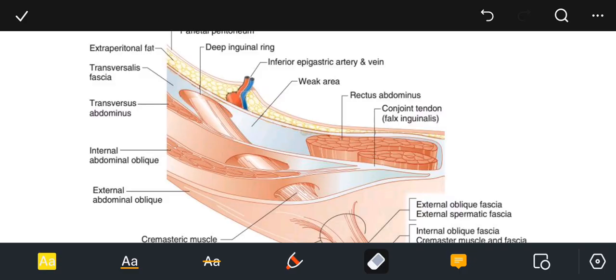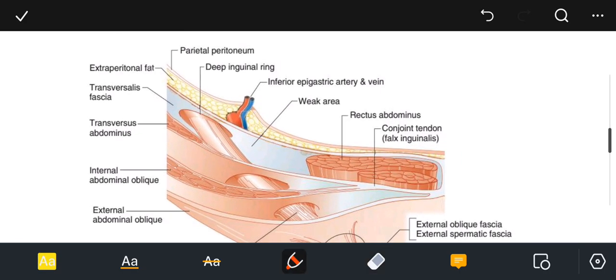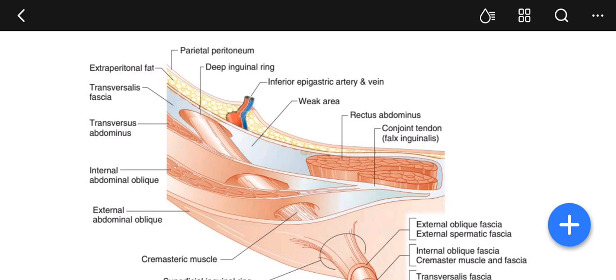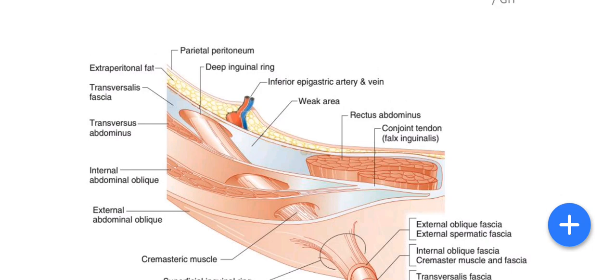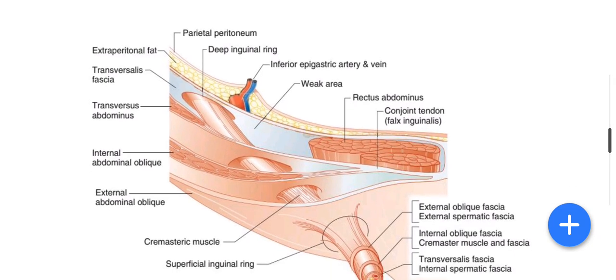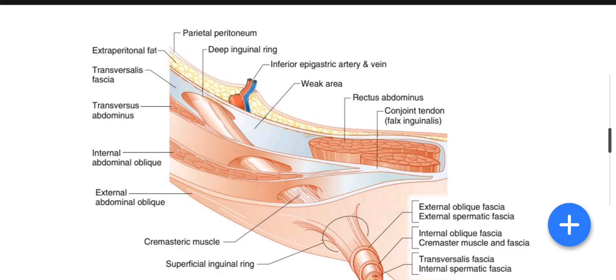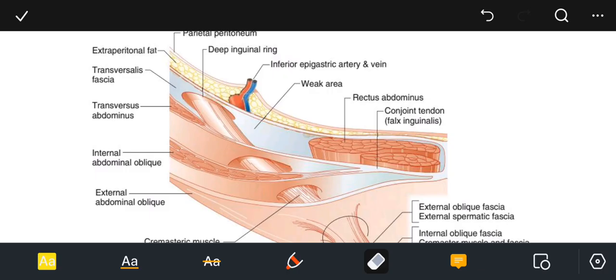Now here you can see, starting from here and going downwards, from the extraperitoneal fat. So you can see that the extraperitoneal fat is there. Then we have the transversalis fascia. After the transversalis fascia, we have the transversus abdominis muscle. Then the internal oblique muscle and the external oblique muscle. I guess I should bring the pencil back. So here you can see that the extraperitoneal fat is the innermost layer.